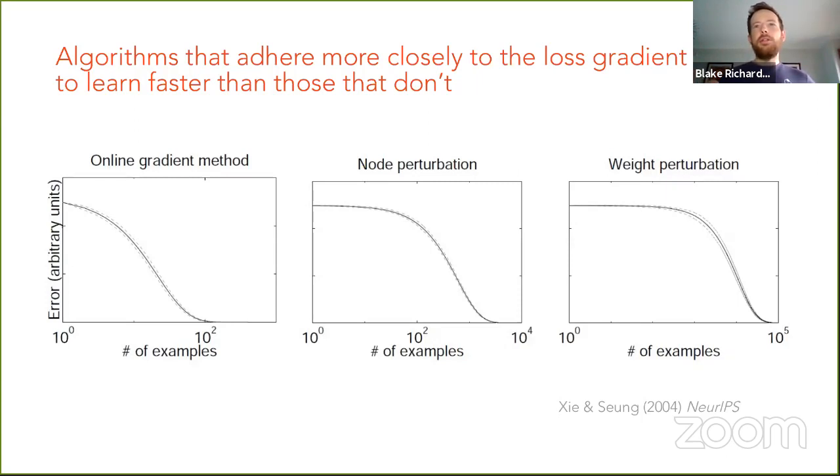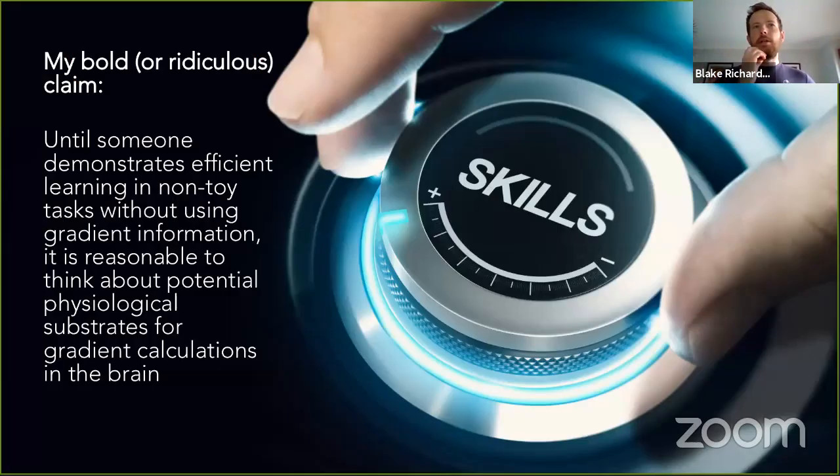Okay, so my bold or ridiculous claim, depending on your perspective, is that until someone demonstrates efficient learning in non-toy tasks without using any gradient information, I think it's reasonable to think about potential physiological substrates for gradient calculations in the brain. And I think this is worth emphasizing. People get angry when I make this statement, but I don't really see why. It seems so banal to me.